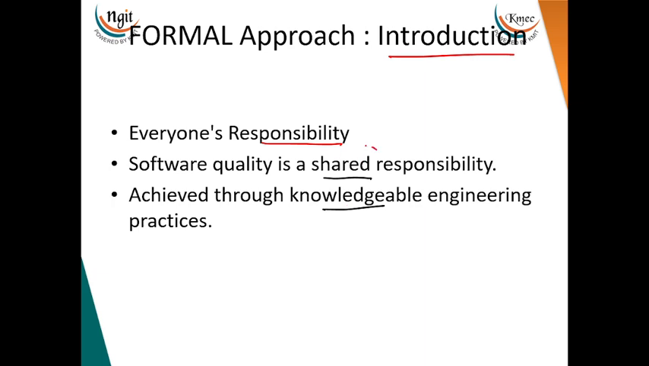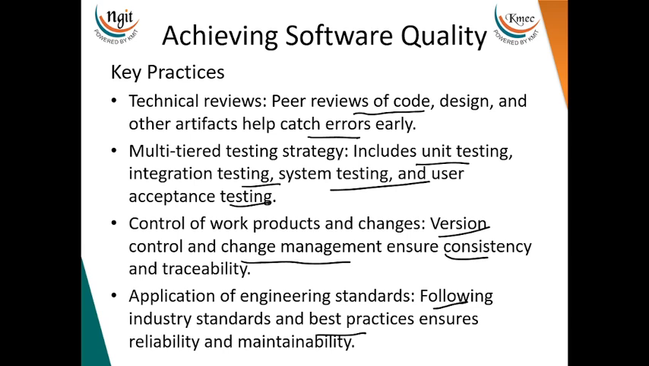Software quality is the shared responsibility of each and everyone, achieved through knowledgeable engineering practice. If you have already got experience, you can do very well in this. And how? Key practices for achieving software quality: technical review of the code, design, and other artifacts helps to catch errors early. Multi-tiered testing strategies include unit testing, integration testing, system testing, and user acceptance testing, which we are going to see in coming videos.